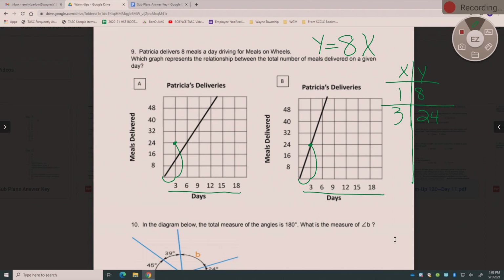Let's try one more. At 6 days, the meals delivered will be 8 times 6, which is 48. So at 6 days, I want to be at 48 meals. Still not on the line. But on this one, at 6 days, I am at 48 meals. So B is my graph that represents Patricia delivering meals for Meals on Wheels.